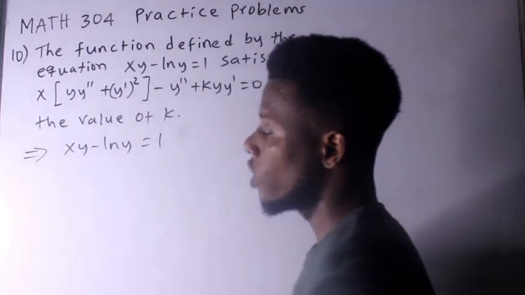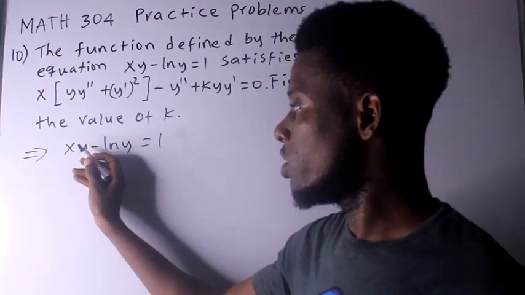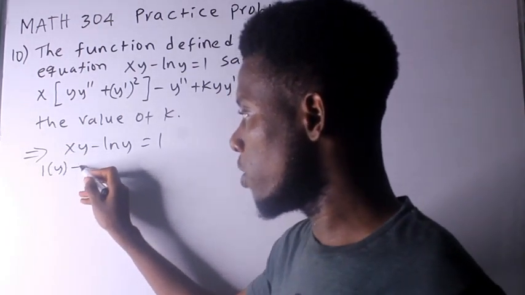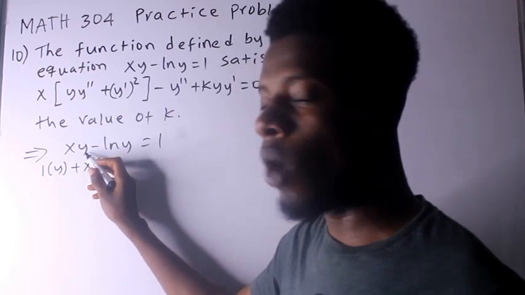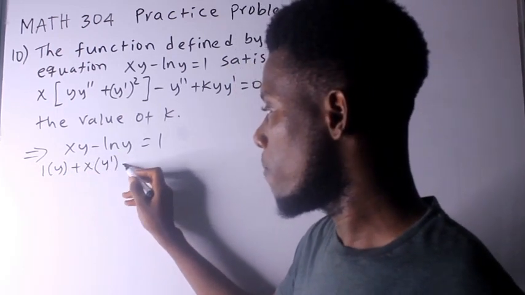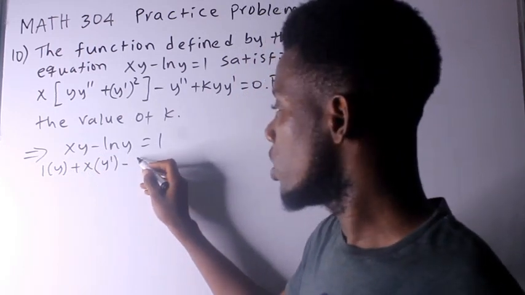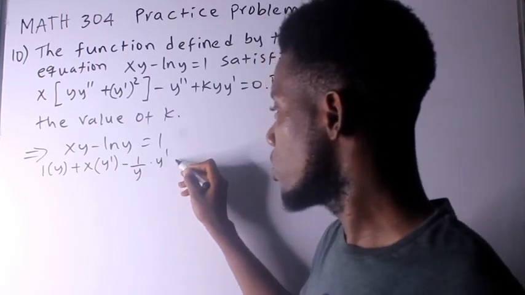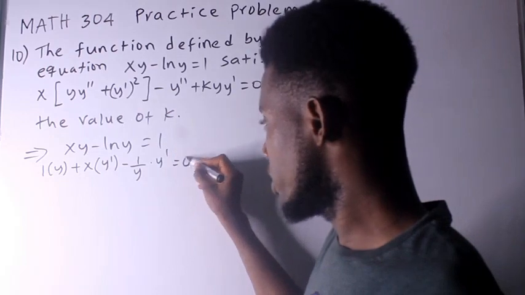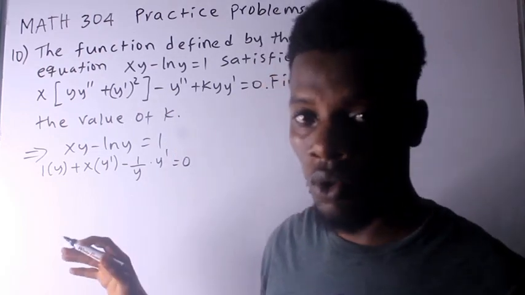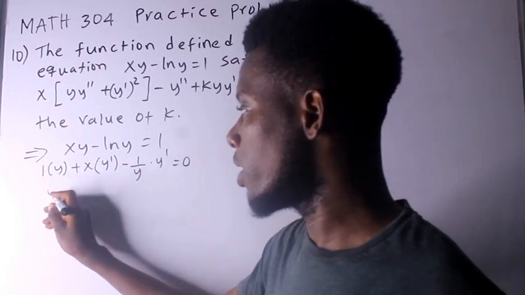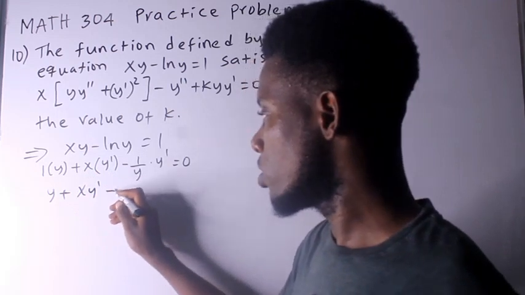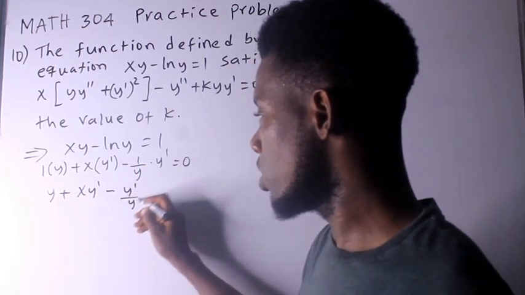We have xy here, so I'm going to use the product rule. Product rule says if you differentiate the first term, the derivative of x with respect to x is 1, and we hold y constant, plus we hold x constant and differentiate y, that's y prime, minus the derivative of ln of y, which is 1 over y times the derivative of y, which is y prime, equal to the derivative of 1, which is 0. So that's the first derivative. We can just go right ahead and simplify. 1 times y is y, plus x times y prime is xy prime, minus 1 times y prime, divided by y.